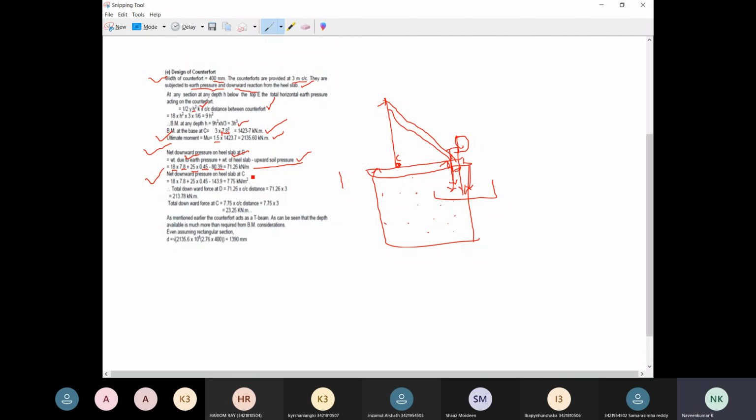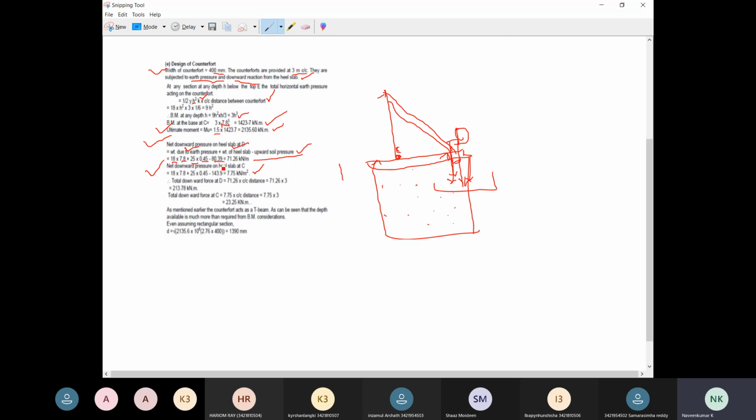Similarly, you have to calculate the net downward earth pressure on the yield slab at C. Okay, so this is the point C. In the same way, you will be calculating. First you will calculate the weight due to the earth pressure plus the weight of the slab minus the upward earth pressure at the point C. Then you will get the values like this. Therefore, the net downward earth pressure on the yield slab at C. So the pressure due to the soil at point C and at point D, we are done.